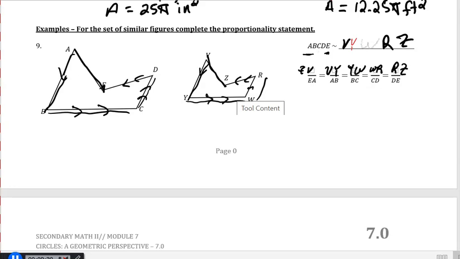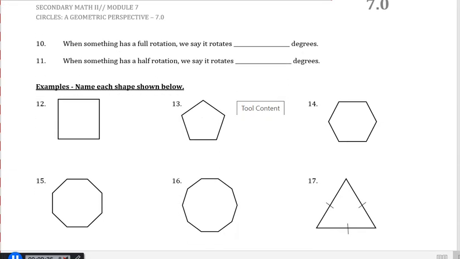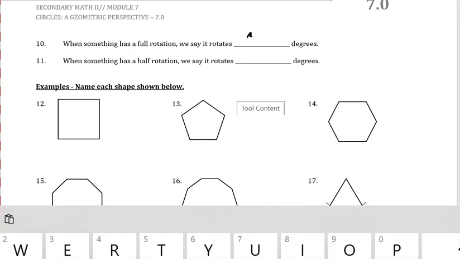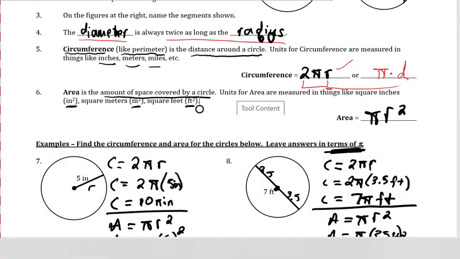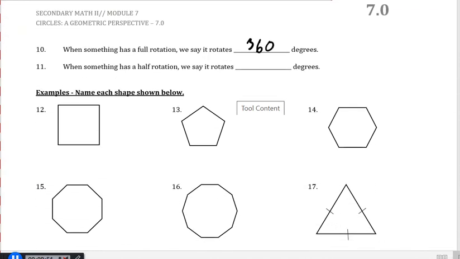So pretty simple stuff we've talked about before. It's all going to come back to us though. Next page, when something has a full rotation, then we say that it rotates 360 degrees. So last year, in Math 1, you would have done a lot of angles of rotation. We know we can take any figure, rotate it 360 degrees, and it always will reproduce itself. When we rotate it halfway around, then obviously we just take that 360 from the previous problem. If we only go halfway, then it's said to have been rotated 180 degrees.